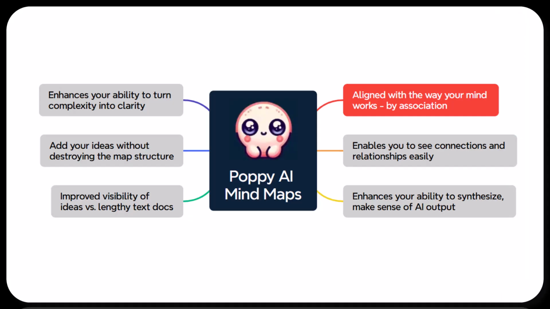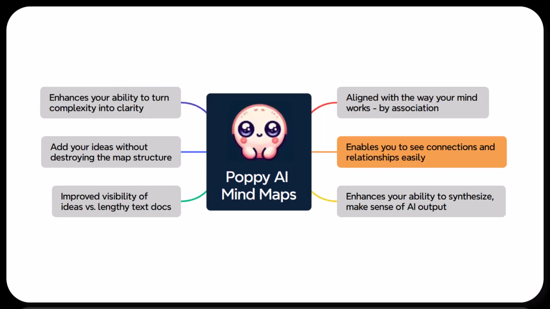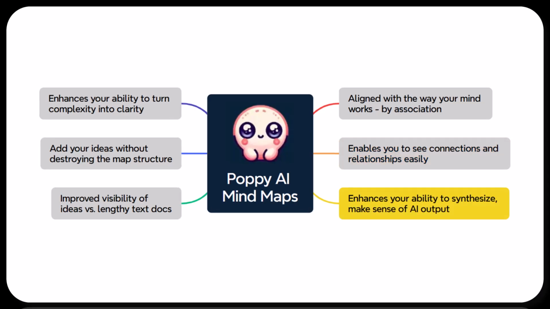But before we dig into that, I'd like to first walk you through why this even matters. What benefits does presenting information in a mind map offer to you? Here are some of the ways it's a game changer. First, mind mapping is aligned with the way your mind thinks by association, so it encourages creativity. You can see relationships and connections between pieces of information that aren't visible in a linear format. It enhances your ability to synthesize the AI's output.